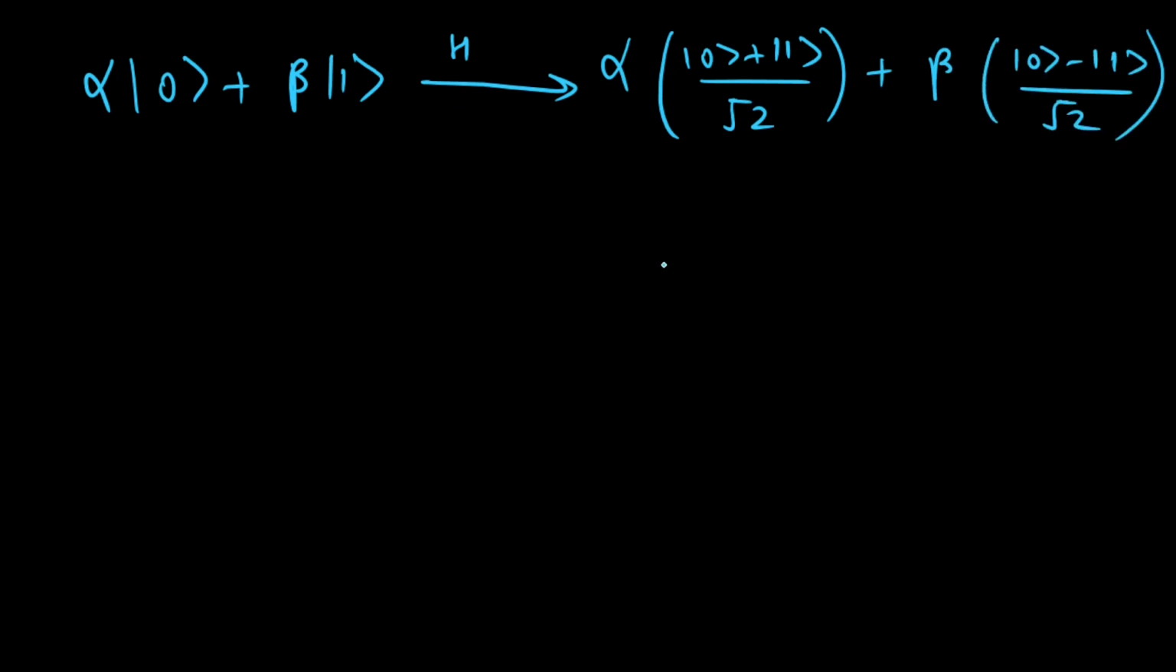If you see, this gate might look like a square root of NOT gate, but conversely, H square is not a NOT gate. That is, H square is equal to I, which implies that if you apply the Hadamard gate twice on a state, it will give you the original state, or you can say that it won't have any changing effect on the state.